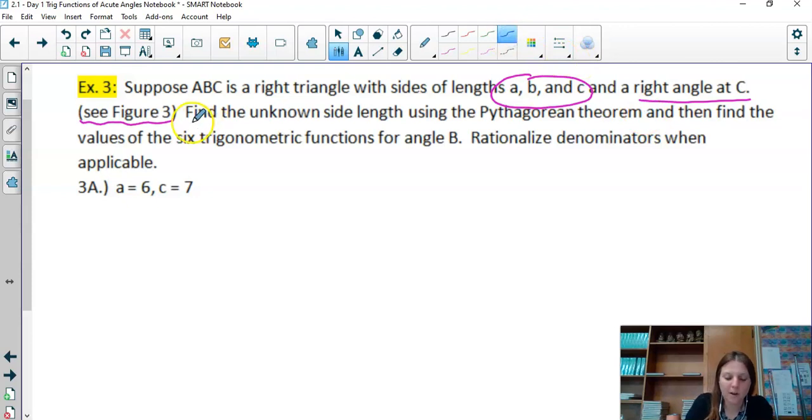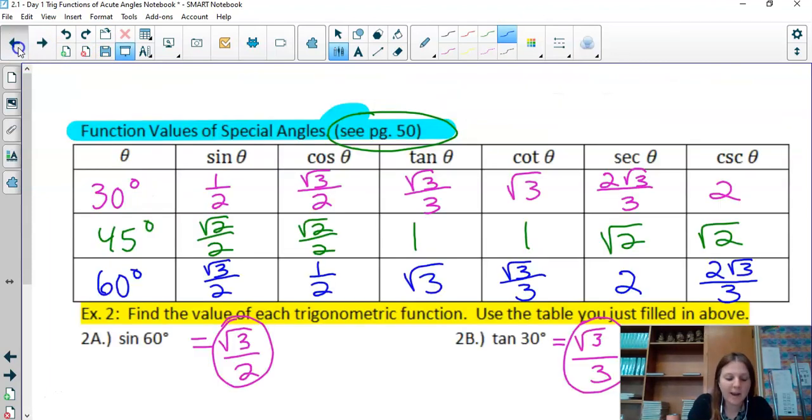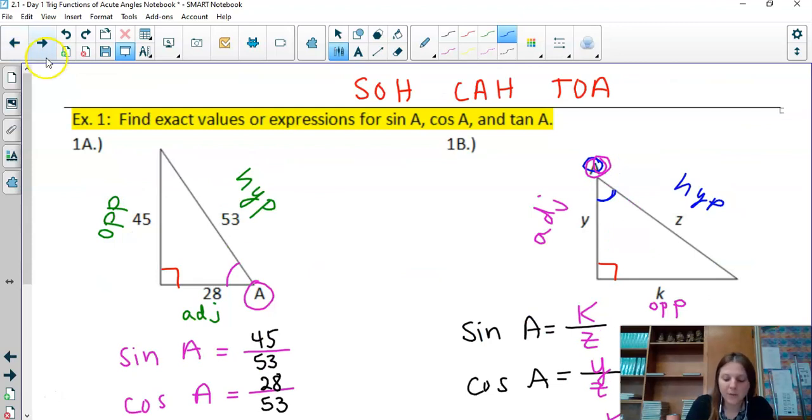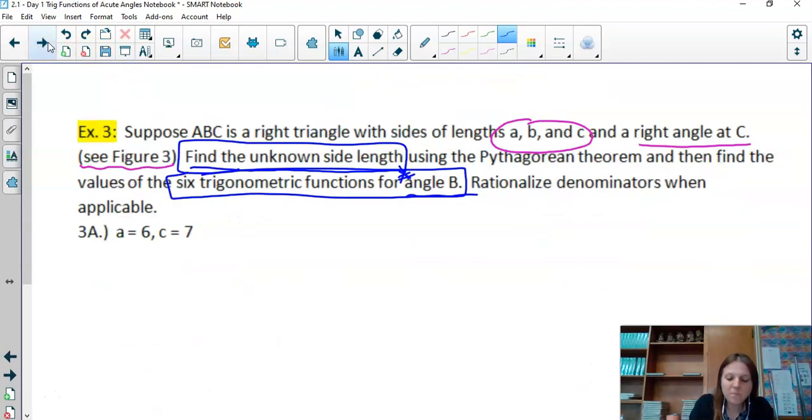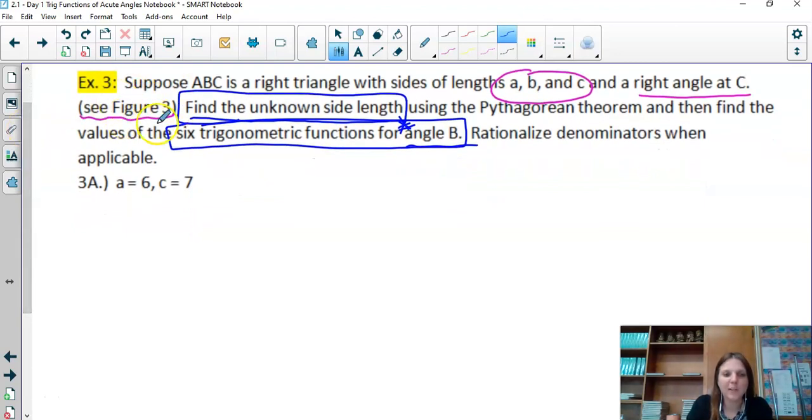Okay, so this is important. Find the unknown side length using the Pythagorean theorem. So we're going to find the side, and then find the values of the 6 trig functions for angle B. Okay, now this is different. In the examples that we did at the beginning, we were looking for angle A. So if I flip back here, these were both looking for angle A. In this new example, we are looking for the trig values of angle B. So just keep that in mind. Rationalize denominators when applicable.